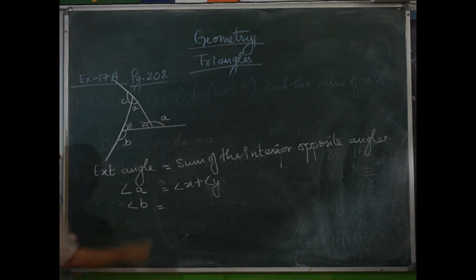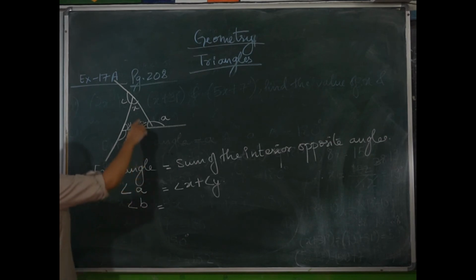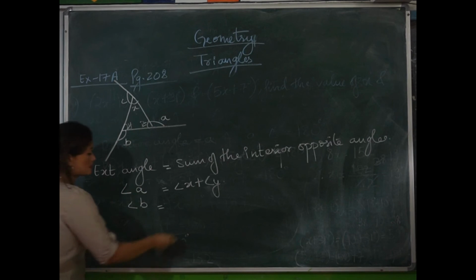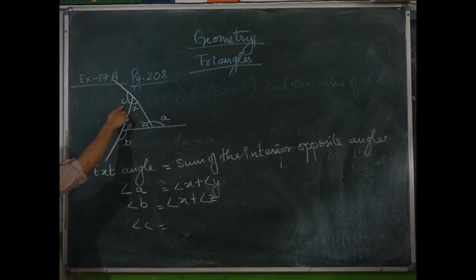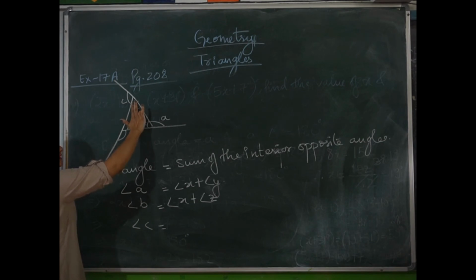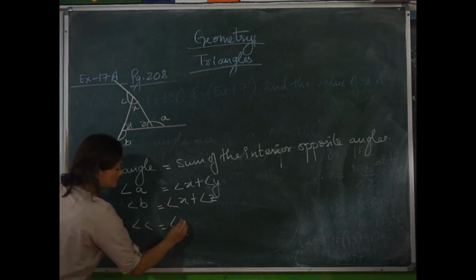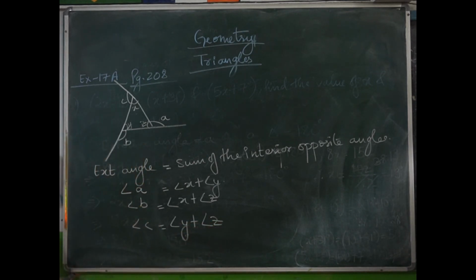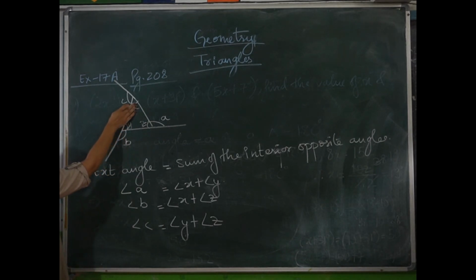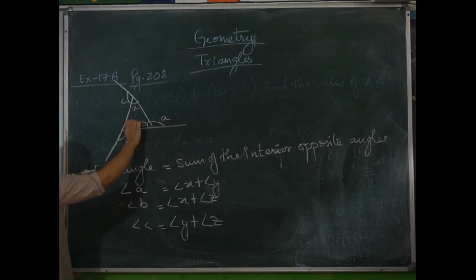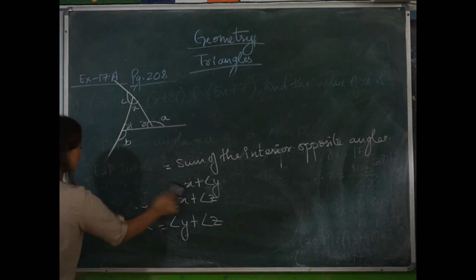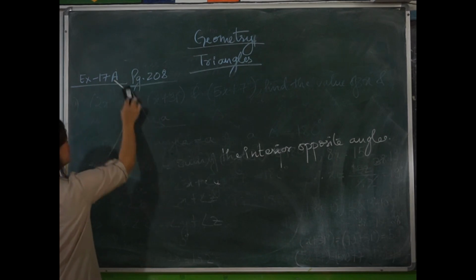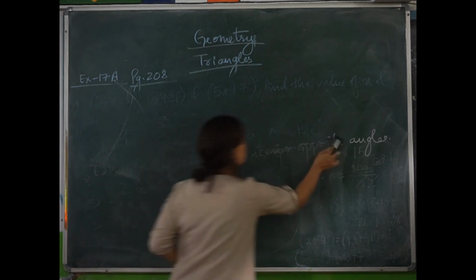For angle B, which are the interior opposite? Leaving the adjacent, it would be X and Z. For angle C, which would be the interior opposite? Leaving the adjacent, it would be Y and Z. Don't consider the angles which are adjacent to it. Adjacent means which is closer to it. For angle C, it would be Y and Z. For angle A, it would be X and Y. For angle B, it would be X and Z. So this is the fact about exterior angles. Remember, any exterior angle is equal to the sum of the interior opposite angles.